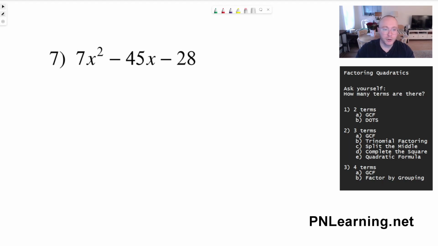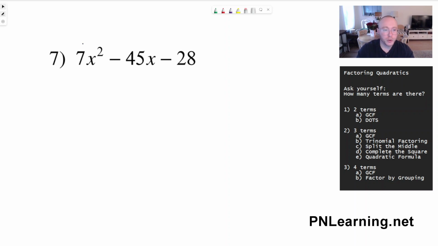Okay, here's number 7. So we have 7x squared, negative 45x, and negative 28. They do not have a numerical common factor, and they don't all have an x. So we don't have a GCF here, and we're not going to be able to get rid of this 7 in front of the x squared. So we have to then go to our next possible method, which is split the middle.